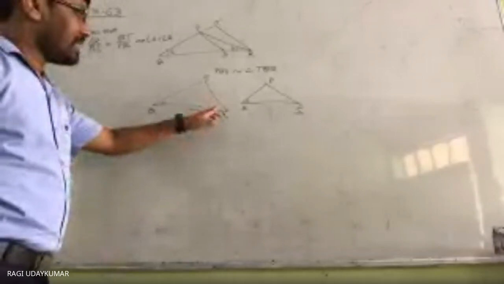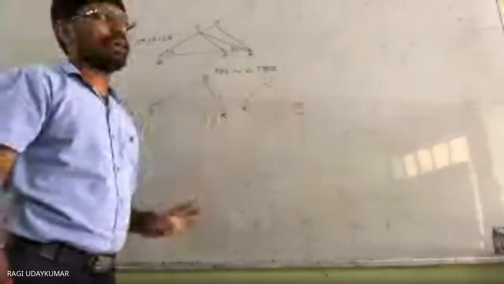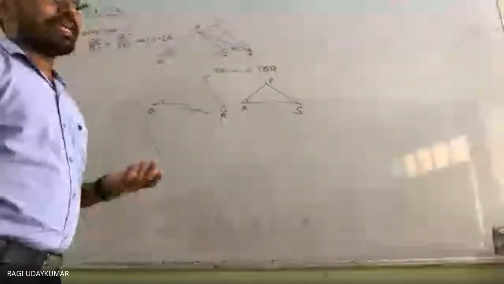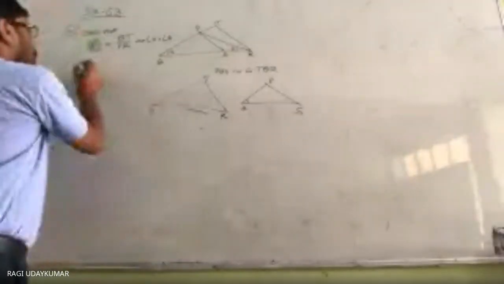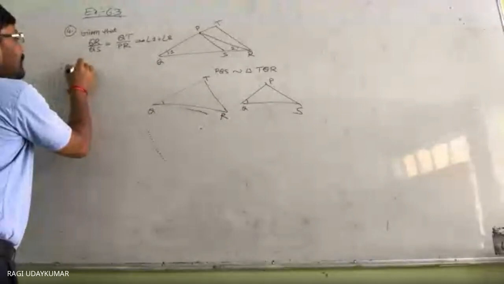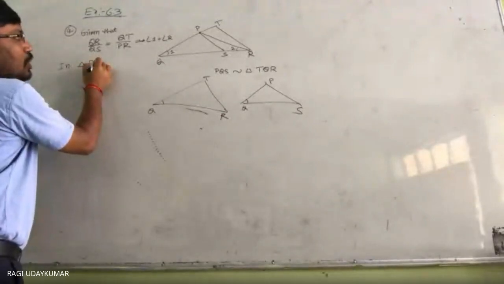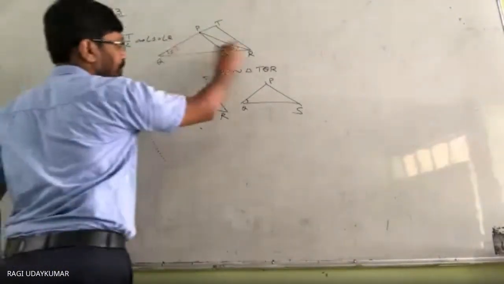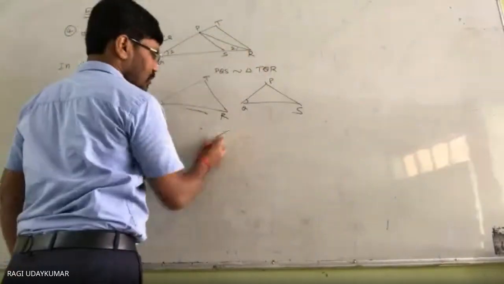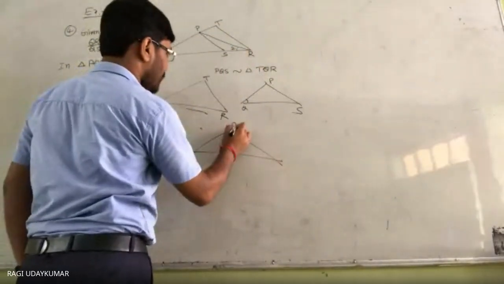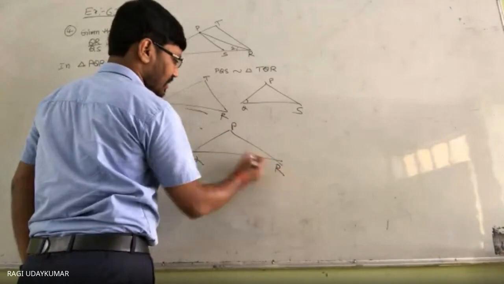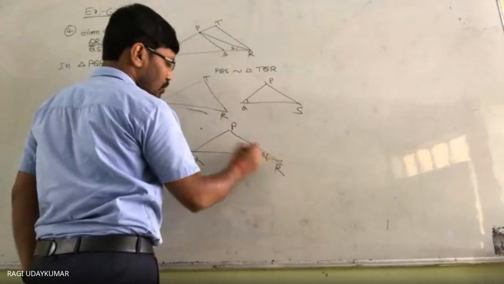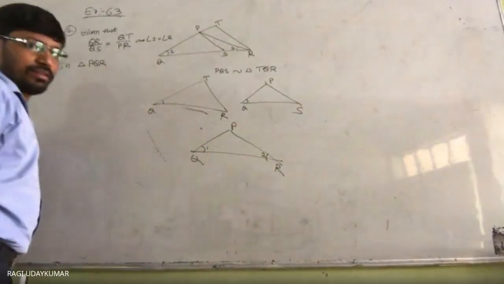Angle 2 is not there here. This is not angle 2, this is not angle 2. But angle 2 is equal to angle 1 is given. So what to do? You may not get the idea. But here if you observe, in triangle PQR, consider a triangle. So like this, I am drawing another triangle PQR. In this triangle, here angle 2 is there, here angle 1 is there.